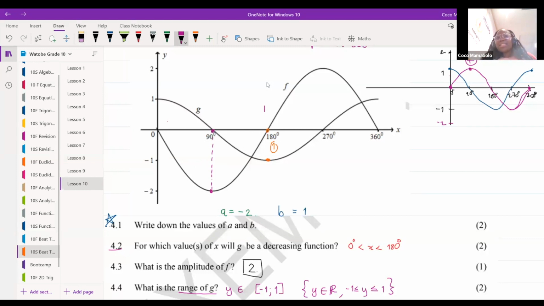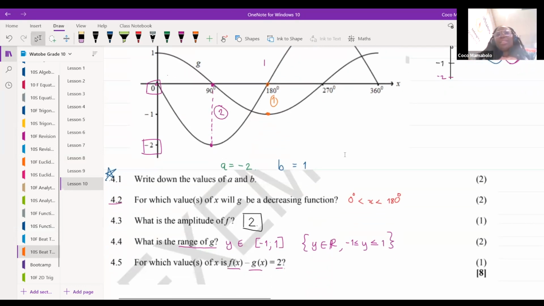I know that between here and there, what is the difference? The distance there is, my g of x graph is at 0, and my f of x graph is at -2. But the distance between them is 2. And that's exactly what my question wants. It's asking me, where is the difference between the two graphs equal to a distance of 2?